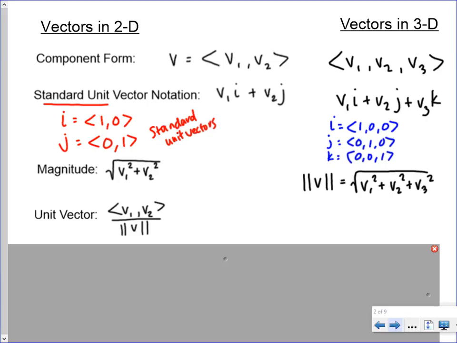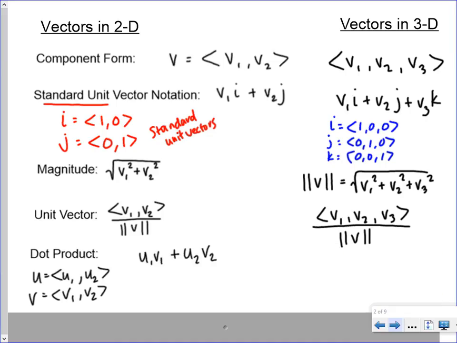So we're going to do the same thing if we want a unit vector in 3 dimensions. Take all 3 components, v sub 1, v sub 2, v sub 3, and divide by your magnitude. When you're calculating magnitude, you'd be using the 3-dimensional magnitude as opposed to the 2-dimensional magnitude.